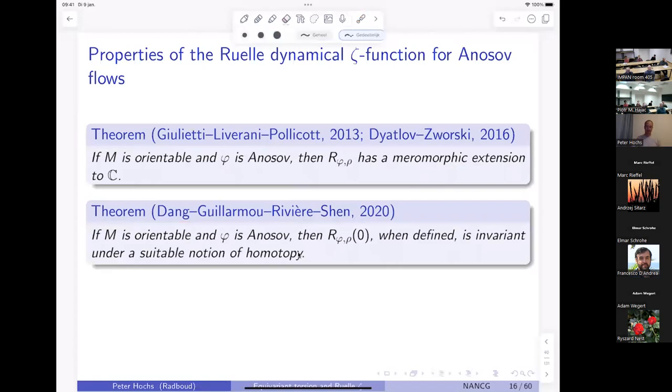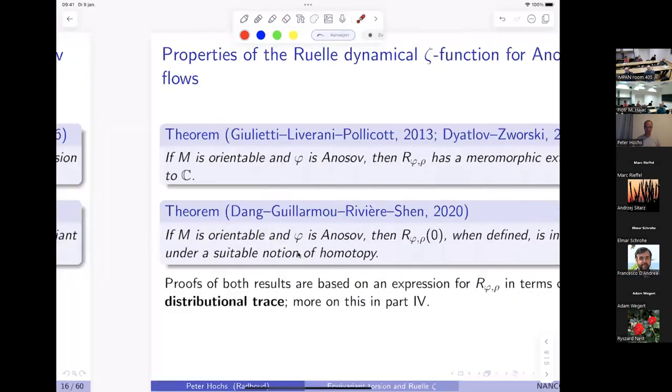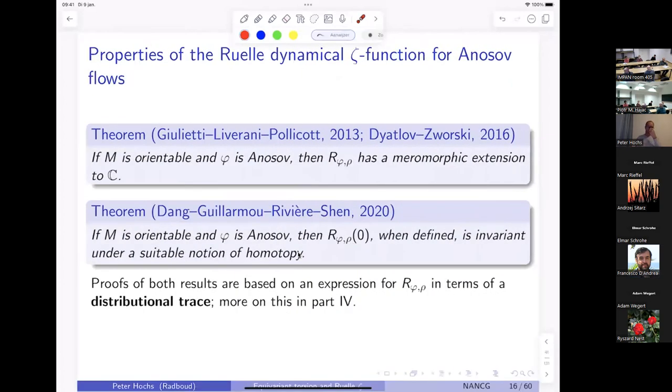I'm mentioning this because I said that we want to kind of topologically count closed curves, and this is kind of an expression of that topological nature of the counting. These are all difficult results. So for the Anosov case, in any case, there are some nice properties of this function, and we can actually talk about its value at zero, which is a nice kind of invariant thing. I'm mentioning this because it will come back later. The proofs of both of these things are very analytical, and they're based on an expression for this function in terms of some distributional trace, which I'm not going to go into very deeply, but I'm mentioning it now because I'm going to come back to it later.